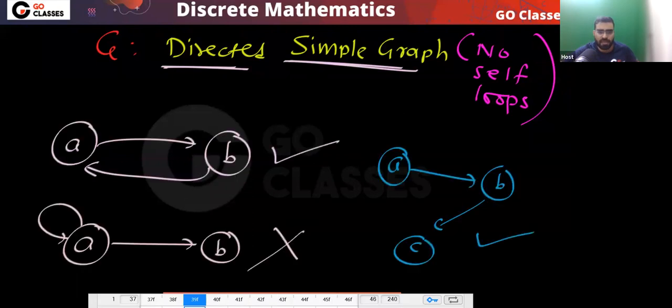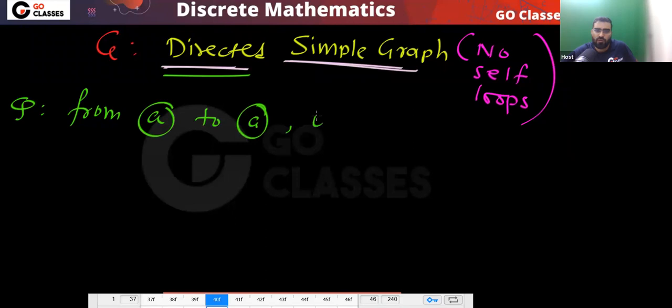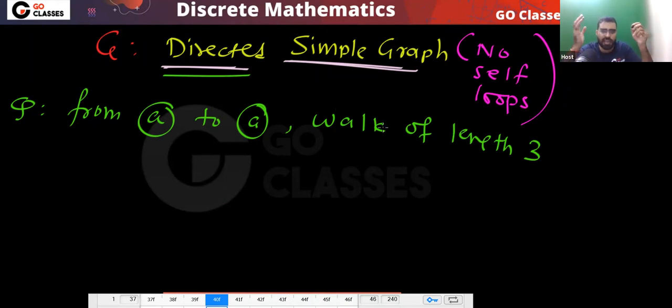Now you tell me, for the directed simple graph, again, I am asking the same question. If you want a walk of length 3 from A to A, who can give you? This is a simple question. Mavit is saying a directed triangle. A walk of length 3 will be given by a directed triangle.